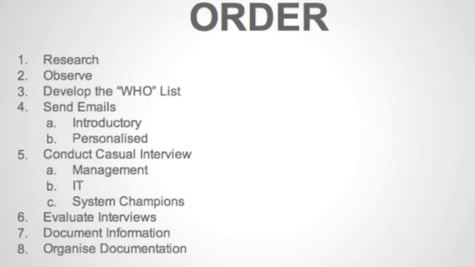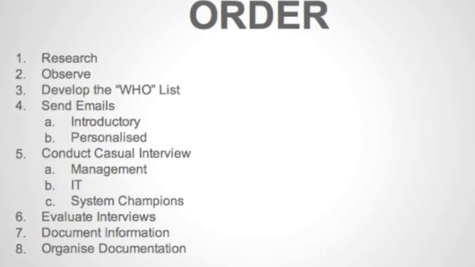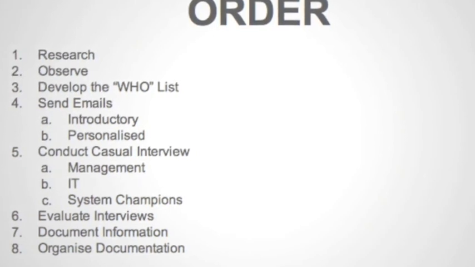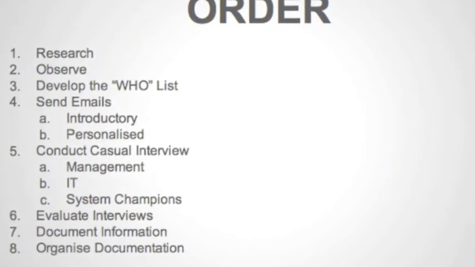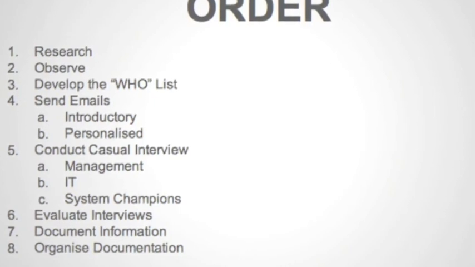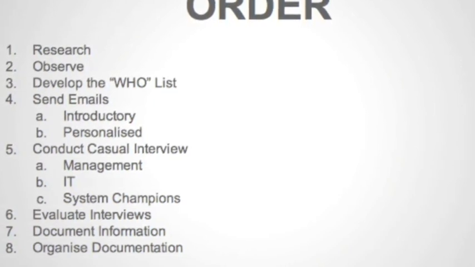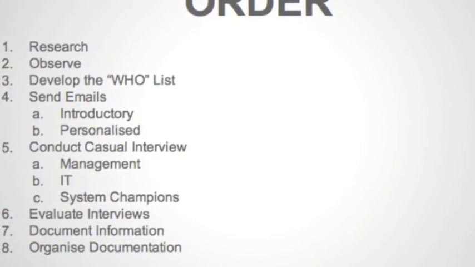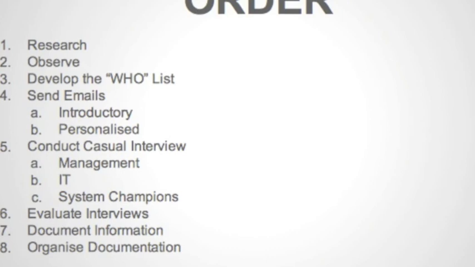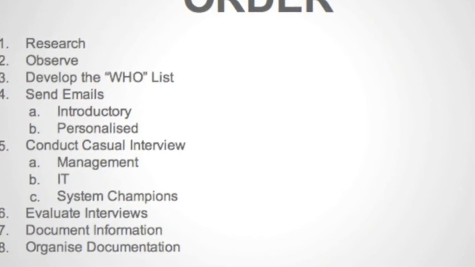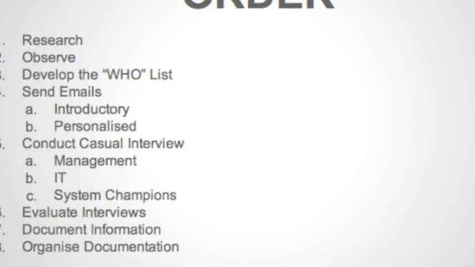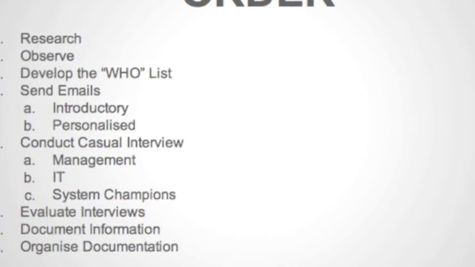The order we aim to do our fact-finding is by doing our research first, followed by observing the current system. We will then develop a list of likely candidates to conduct interviews with. From this list, we will send out an introductory email followed by a more personalised email. We will initially conduct interviews with management, followed by IT, and then finally our systems champions, evaluating the interviews as we go along. We will document and organise the information we have gathered.